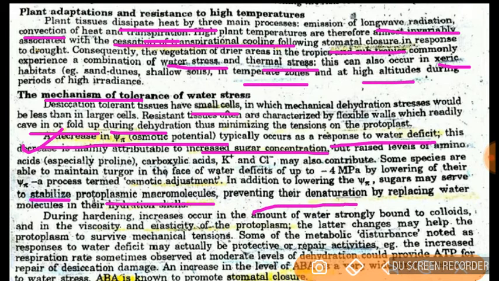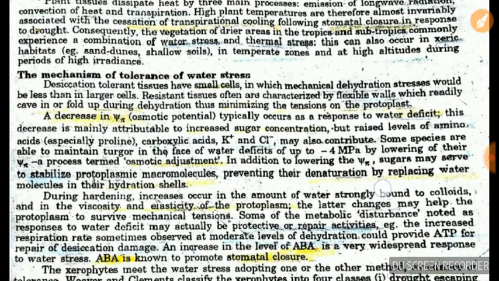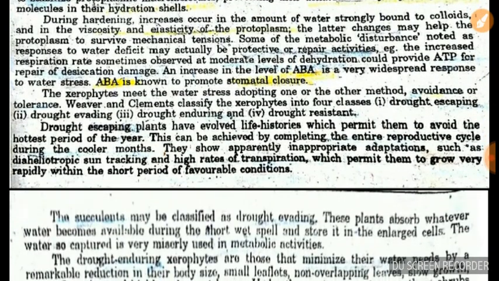One more very important thing to learn here is the hormone ABA, abscisic acid. It is a plant hormone, and it promotes stomatal closure. It is a very important fact. By the help of examples we can discuss its adaptation. We are talking of xerophytes, which have four classes: drought escaping, evading, enduring, and resistance. So we will go through them one by one.